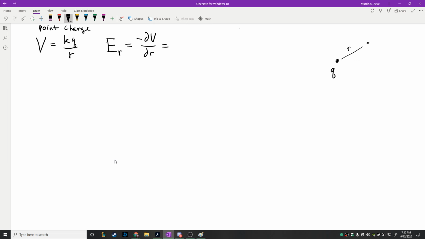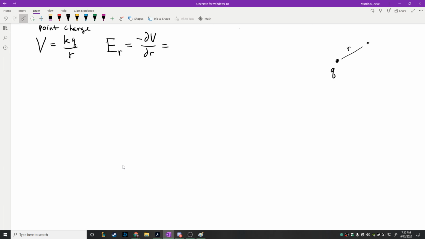So if we do that in this problem, what do we get? Well, if I take the derivative of this one, what do I get? K and Q are constant, right? So this is easy. Oh, whoops. You know what? I did something. Oh, no, it's okay. We're just talking about the r component. Yeah, we're good.